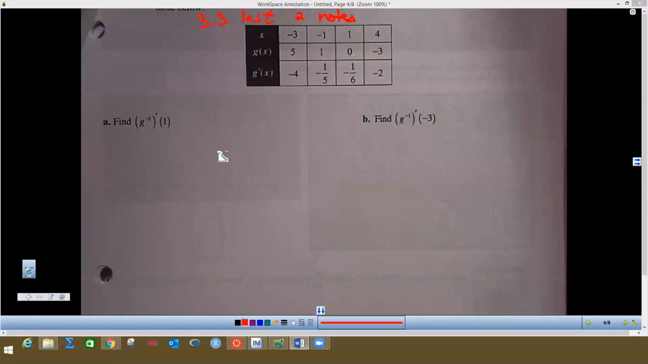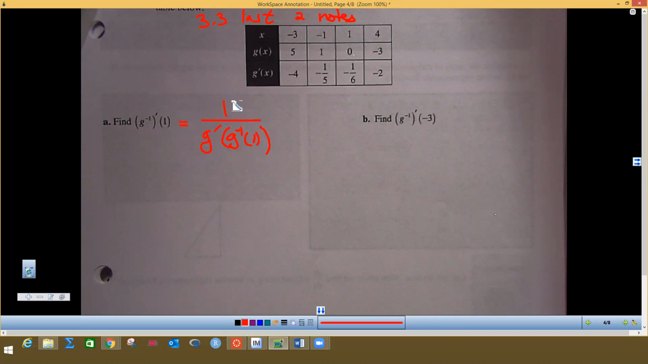All right, so I forgot to do the last two problems off of the 3-3 notes because it was stuck to the other one, so I didn't get them done. So I'm going to find this, which is going to equal the inverse of g, the derivative of the inverse of g at 1, which is going to equal 1 over g prime of the inverse at 1.